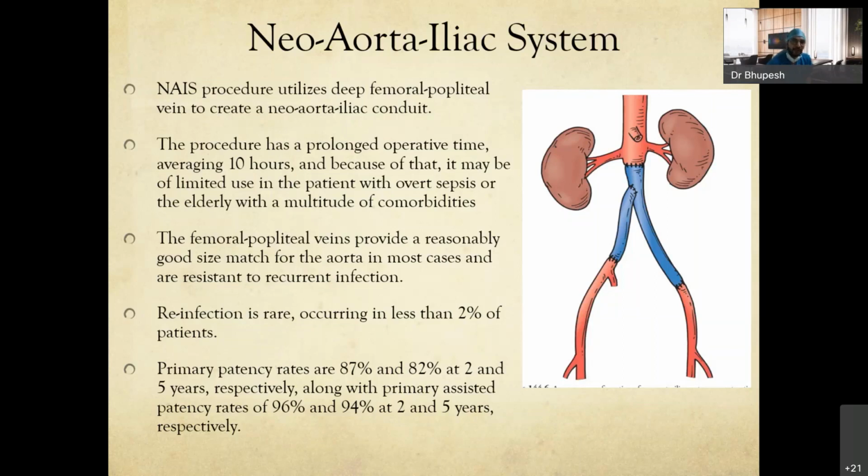The main complication arises when we harvest the deep veins, the femoral and popliteal veins. Chronic venous insufficiency happens, leading to reduced venous return, which can lead to edema, and if it continues, can lead to compartment syndrome, and in some cases, around 12%, fasciotomy is required.